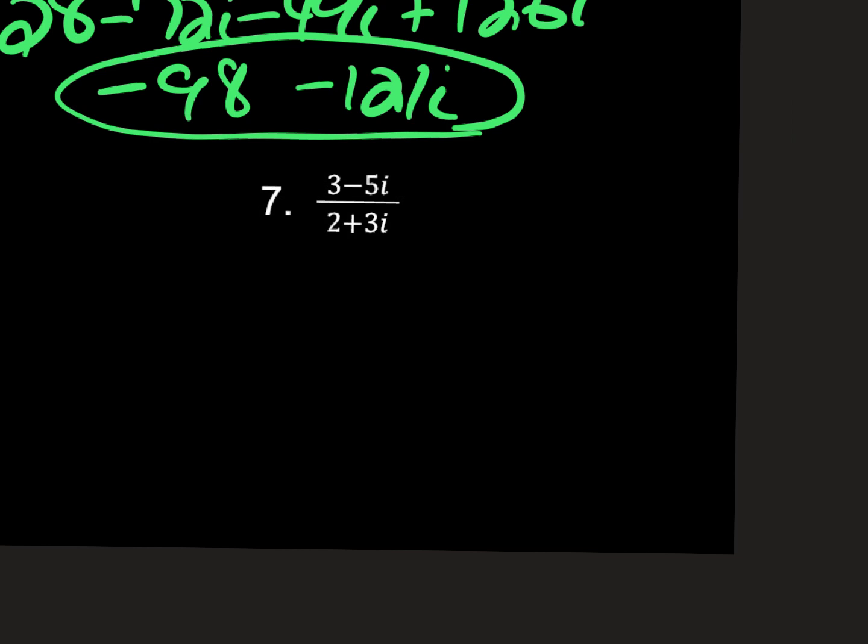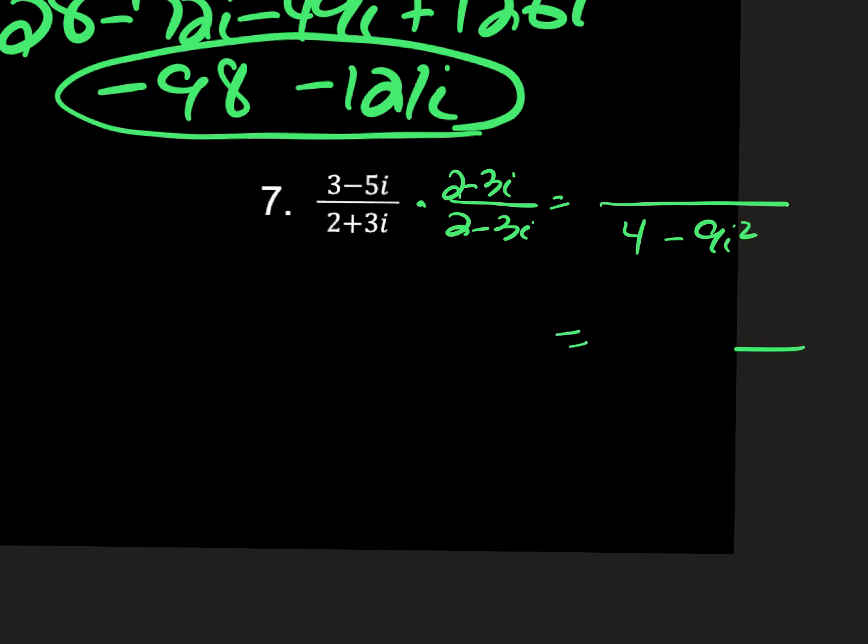Number 7 is going to take a second. When you divide with complex numbers, you have to multiply by the conjugate of the denominator. The conjugate of 2 plus 3i is 2 minus 3i. In my denominator, the easy part, 2 times 2 is 4, and 3i times 3i is -9i squared. So the denominator is 13, because the i squared makes it a plus 9.